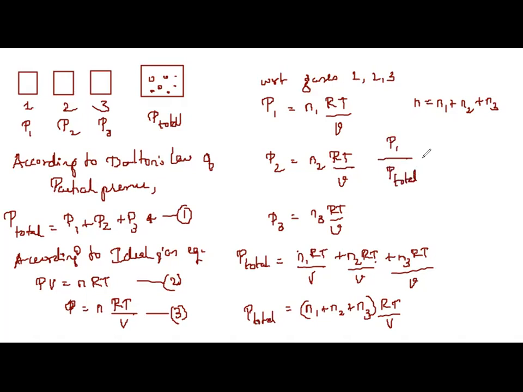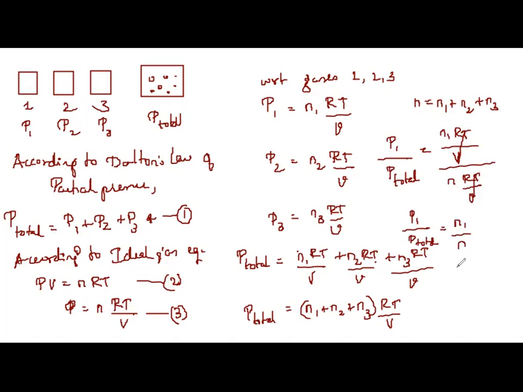Yes, the ratio of partial pressure of gas 1 with P total. So what will I get? P1 upon P total. What is the value of P1? N1 RT upon V. What is P? Can I write N1 plus N2 plus N3 as N RT upon V? RT upon V gets cancelled. So P1 upon P total is equal to what? N1 upon N. Correct?